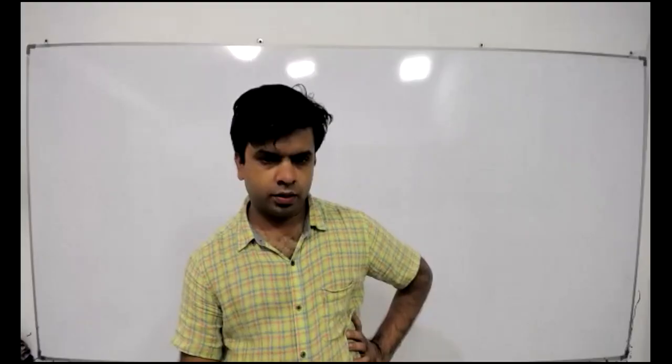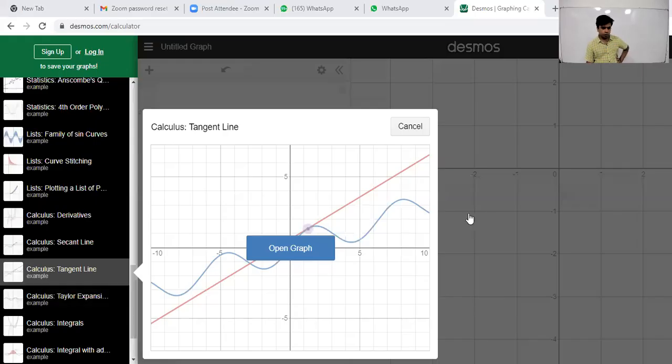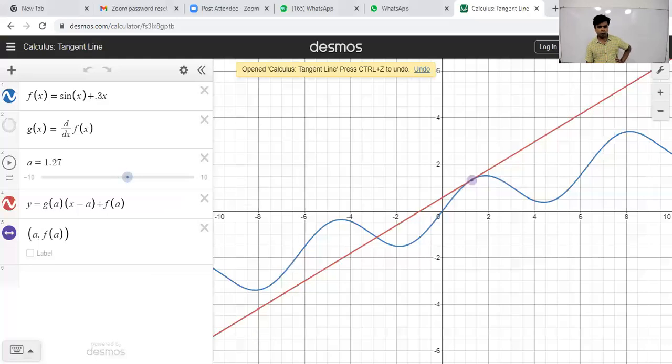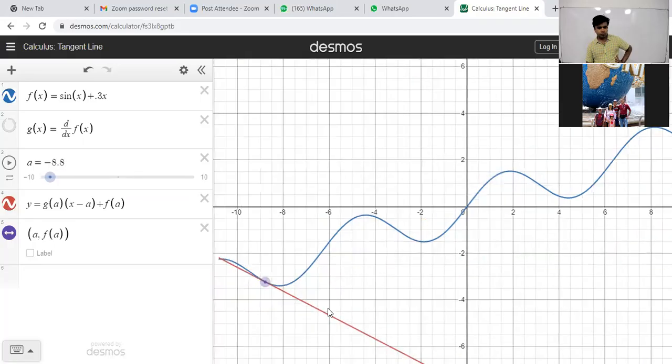Now it's very easy because of this calculator, right? Kavish, you can see the graph, right? Yes, sir. All right, now see, if I come like this, here.